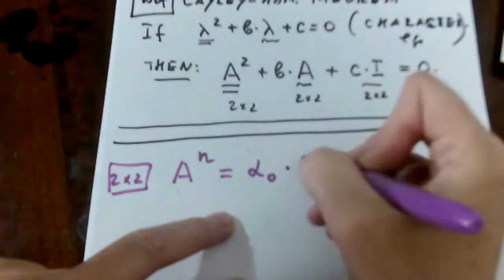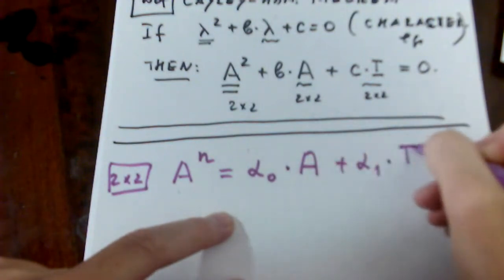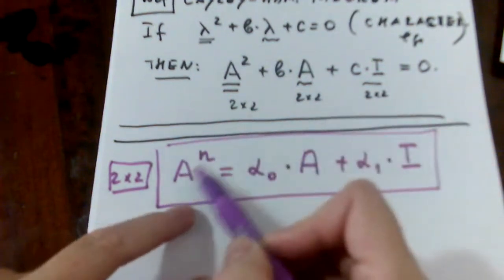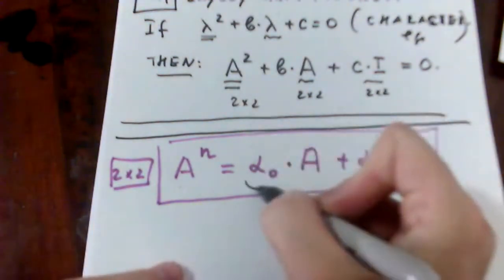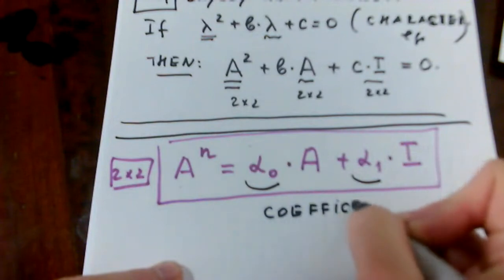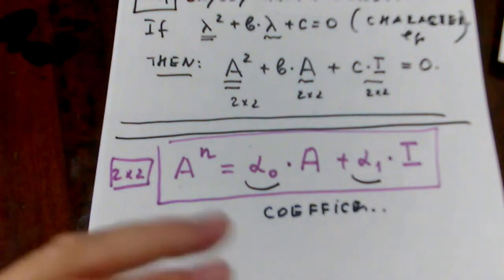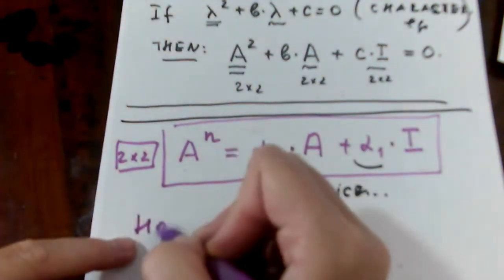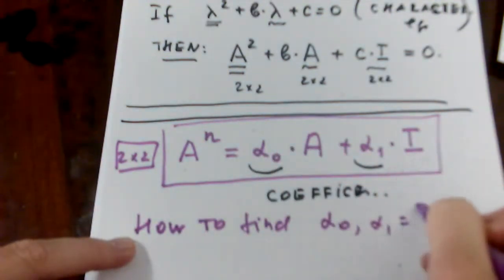Some coefficient alpha 0 times the matrix itself plus another coefficient alpha 1 times identity matrix. So it was mathematically proved that A to any power always has this form. The only issue is to find these coefficients. These are numbers, coefficients. I'm not sure about my spelling. I better not do this. I'm wasting time on trying to write too many words. Okay, and the question is how to find these coefficients, how to find this alpha 0 and alpha 1.